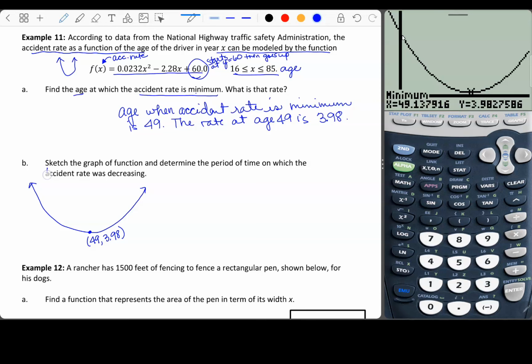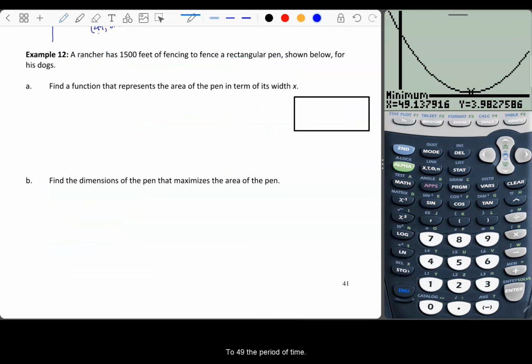and 49. Moving on to the next example, let me get this drawn in very quickly. Okay, so from 16 to 49, the period of time.